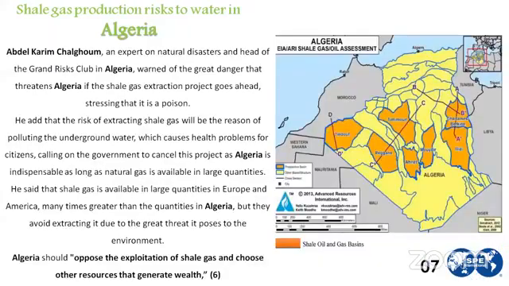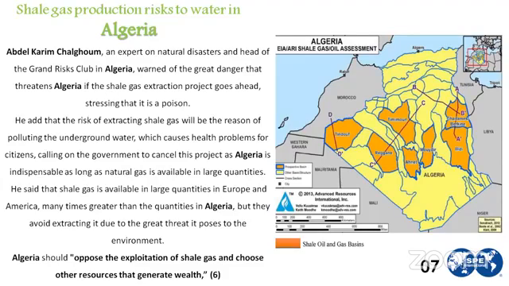We will study this case in Algeria. Abdelkarim Shalom, an expert in natural disasters and head of the Grand Risk Club in Algeria, warned of great danger threatening Algeria if the shale gas extraction project goes ahead, stressing that it is poison. He added that extracting shale gas will cause pollution of the underground water, which causes health problems for the citizens, calling on the government to cancel this project as it is dispensable as long as natural gas is available in large quantity.